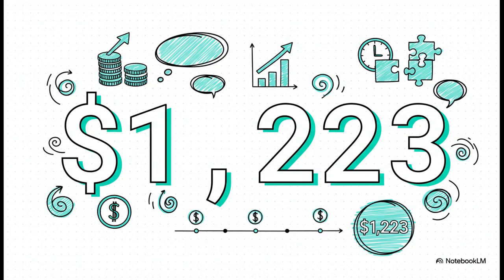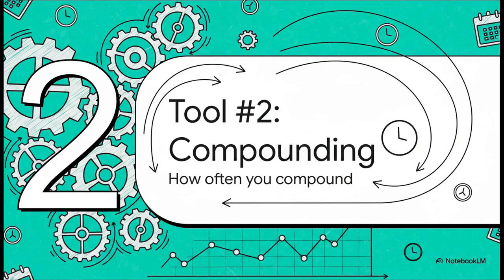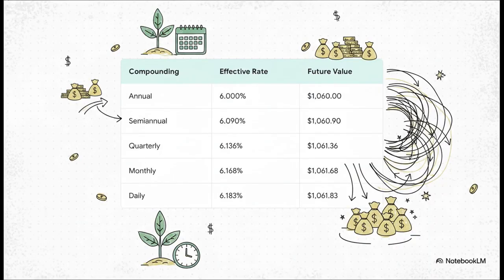But there's another factor that can seriously speed up that growth. All right, on to our second tool, and trust me, this one is an absolute game changer. It's not just about how much interest you earn, but how often that interest gets calculated and added back to your principal. This is what I like to call the compounding accelerator. Just look at this table. It shows you how a tiny, seemingly insignificant change can make a massive difference.